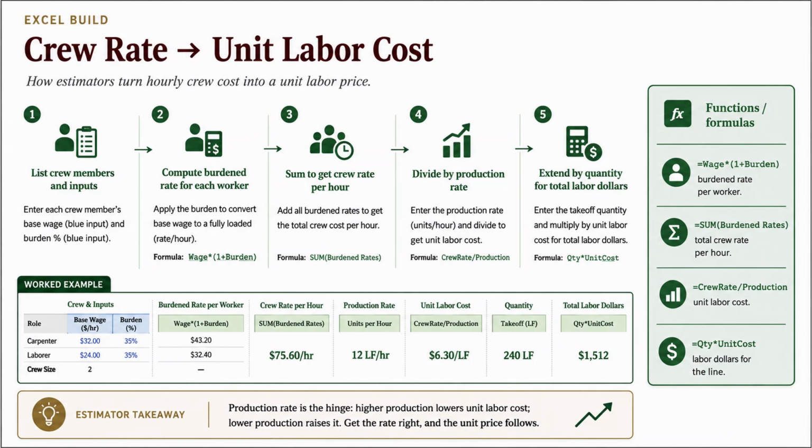Where do productivity numbers come from? Three sources, in order of trustworthiness. Your company's historical cost records, what your crews actually did on the last 5 jobs. Gold standard, guarded like trade secrets, because they are trade secrets. Published references like RS Means, solid national baselines, and what we'll use in this course. But remember, they assume an average crew on an average day. And judgment, the estimator adjusting for this job's reality.